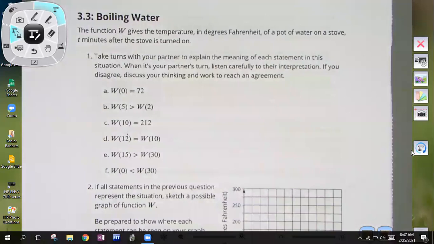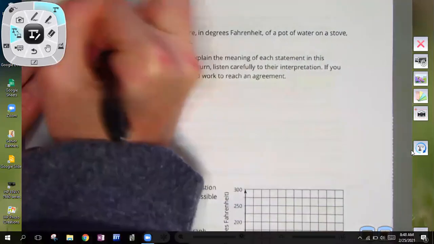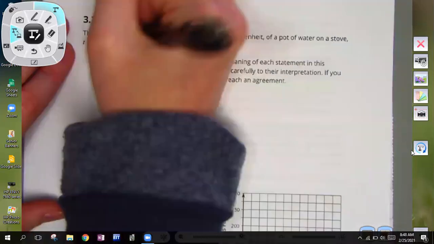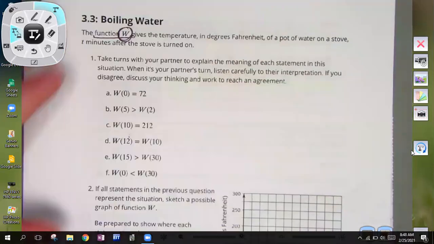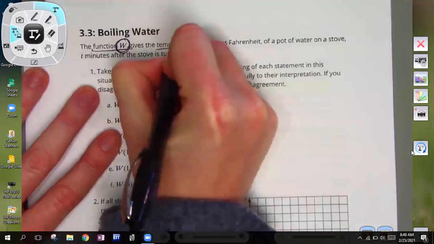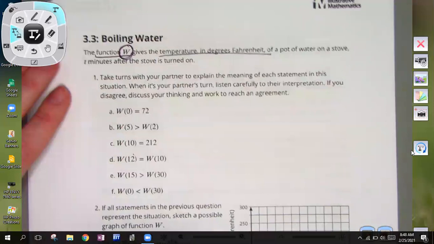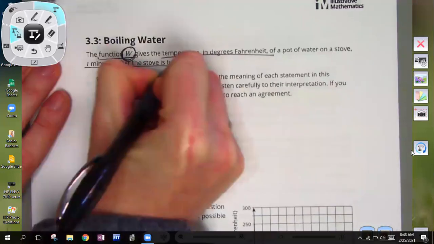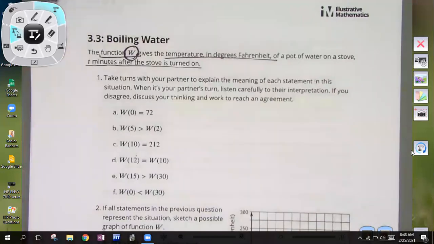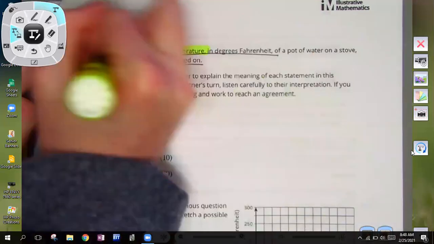Okay, so we have function W. What's the name of this function? W. So anytime you see this W represented, it's talking about this pot of water on the stove. All right, so it gives the temperature in degrees Fahrenheit of a pot of water on a stove T minutes after the stove is turned on. So we've got temperature and we've got minutes.